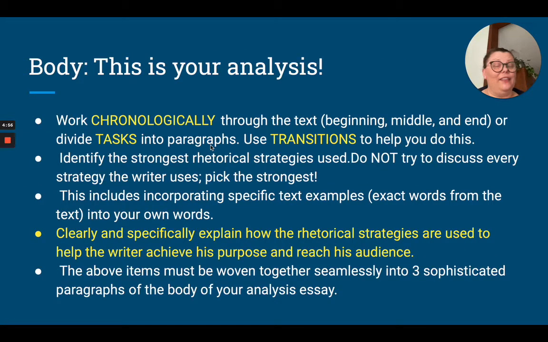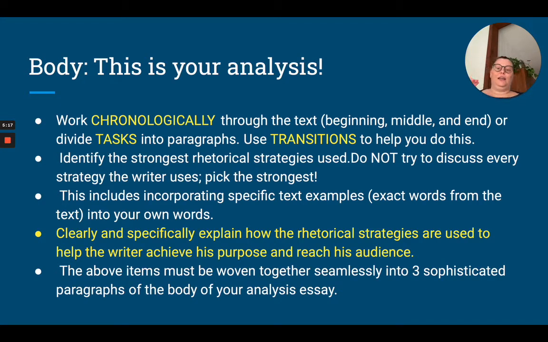The body, and that's where you actually do the analysis. And this can be 2 to 3 paragraphs long. You can work chronologically through the text, so you can look at the beginning, middle, and end. So what do they start with? Do they start with an anecdote? Then do they move to scientific arguments? Then do they move to calls to action?